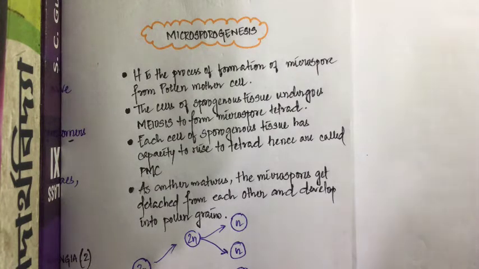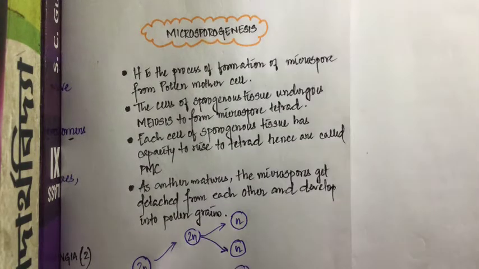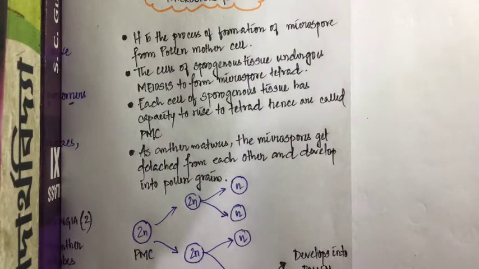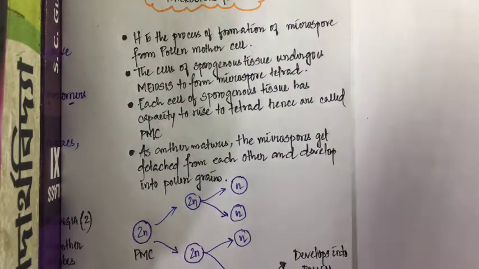Microsporogenesis. Once again, repeat with me. What is it? Microsporogenesis. Fine. So it is what? It is the process of formation of microspore from pollen mother cell. The cells of the sporogenous tissue undergo meiosis to form microspore tetrad.